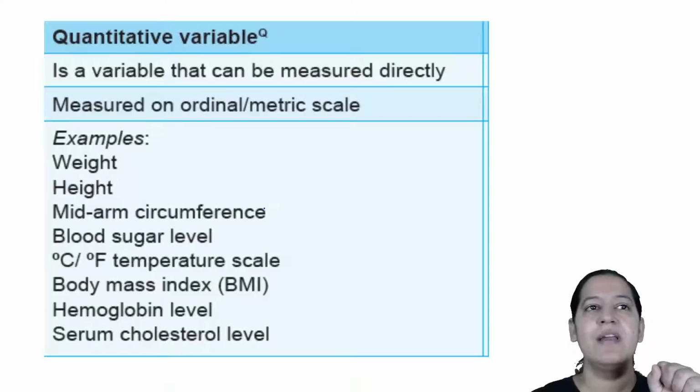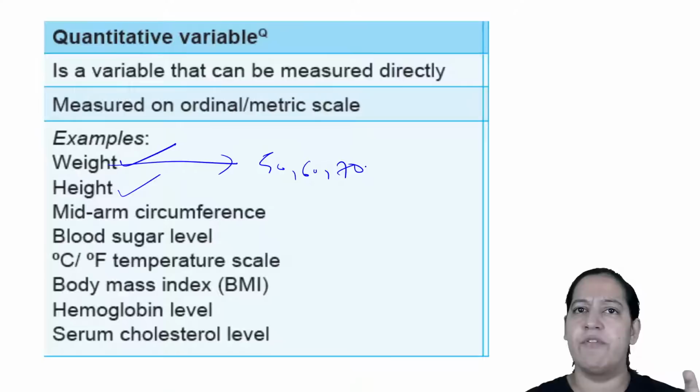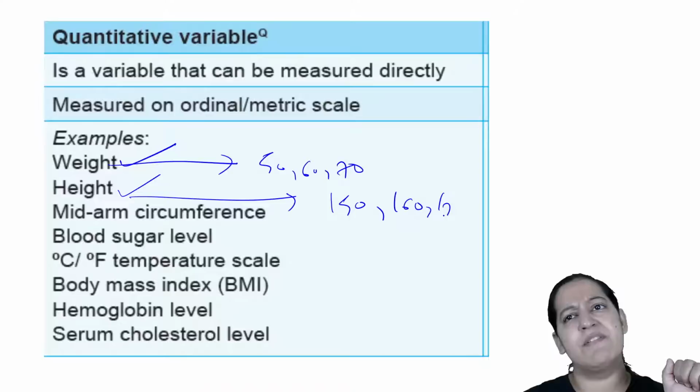So there will be a numerical value. Just suppose, what is your height? Tell me, what is your weight? So you will tell your weight. Is it 50 kg? Is it 60 kg? 70 kg? Whatever is your weight, there is some number. What is your height? It will be 150 centimeter, 160 centimeter, 170, whatever it is. So it is in inches or some numerical figure. Some number will be there.